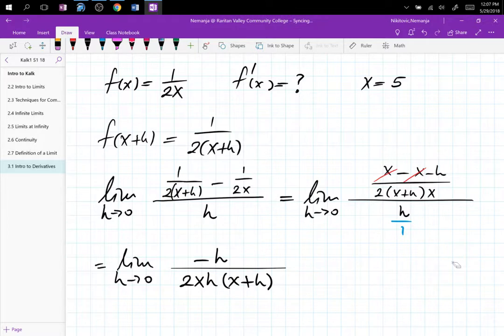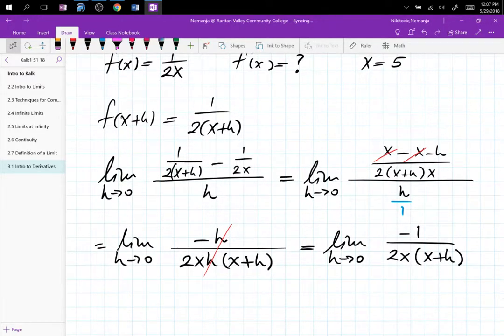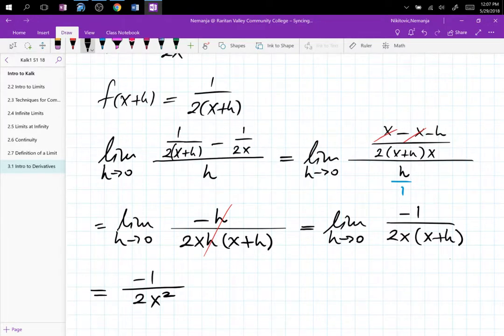So now when I have this, h will drop, and I will have the limit as h goes to 0 of negative 1 divided by 2x times x plus h. Now when h goes to 0 in the limit, we are left with negative 1 over 2x squared. And that is actually our derivative. F prime of x is negative 1 over 2x squared.